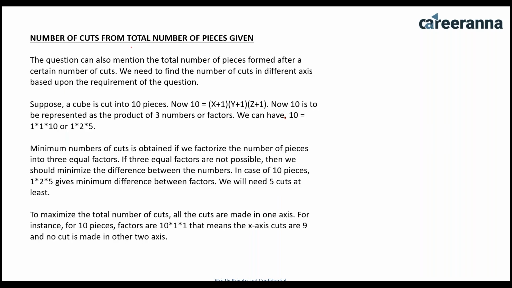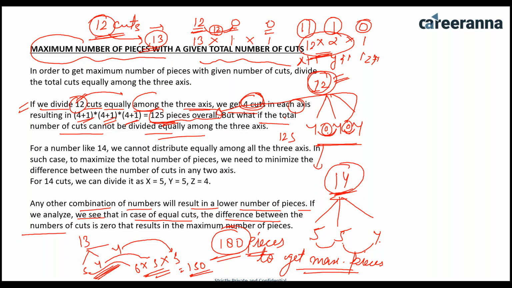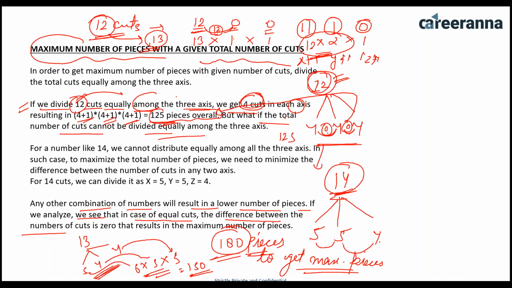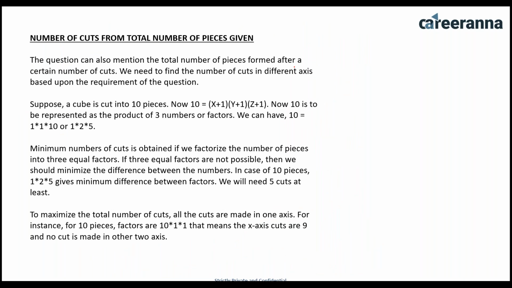Okay, so I told you that number of cards from total number of pieces given. Okay, now what we have done, we had to find out maximum number of pieces here. Pieces and number of cards are given. Now, number of cards you have to find out and pieces are given. Initially, number of cards were given and you had to find out pieces. But now pieces are given, you have to find out number of cards.